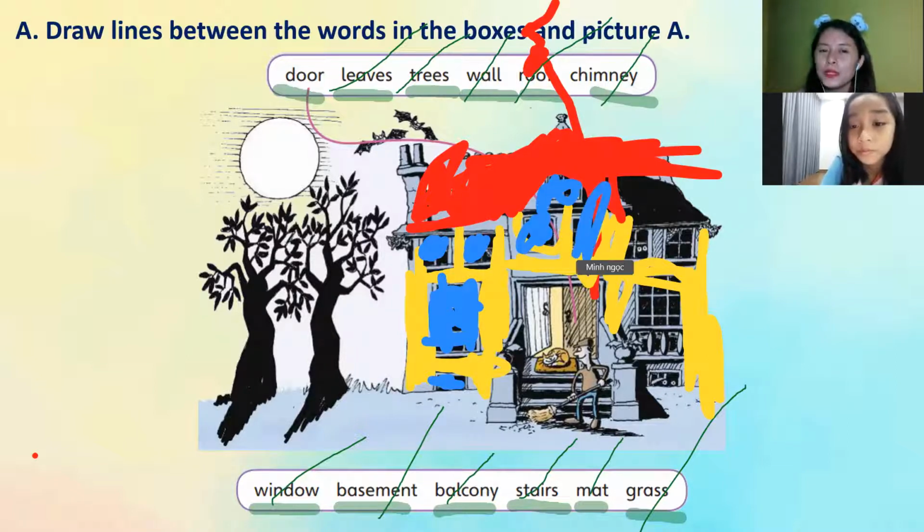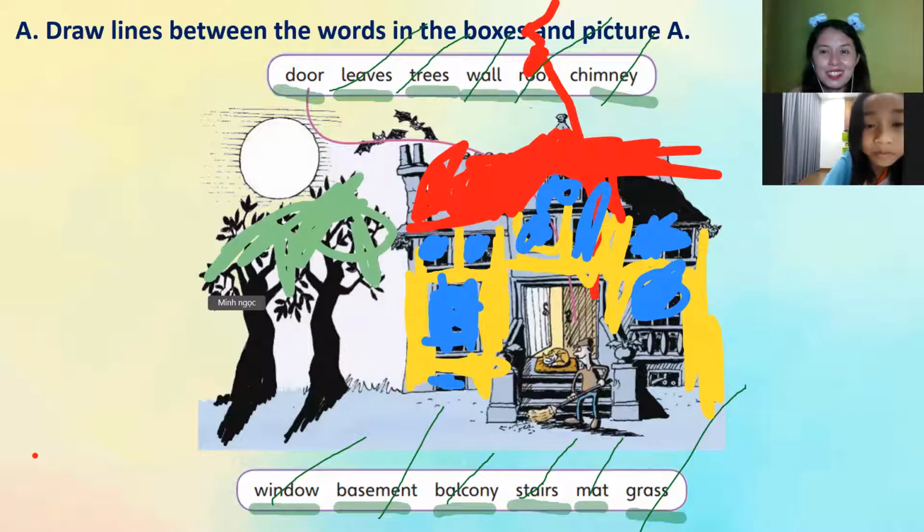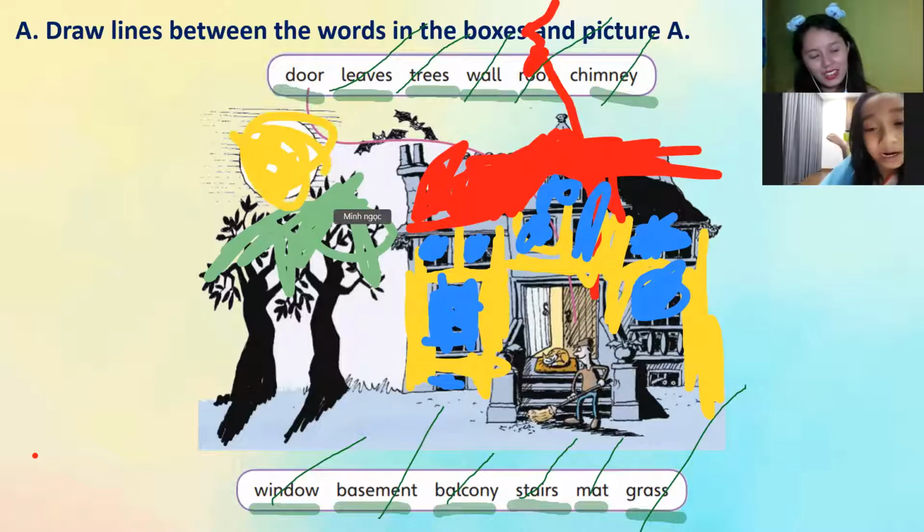How about the sun? What's it called? Is it a sun or a moon? Can you see it? It's so big. The tree is green. Okay. It's green. There you are. Very good.